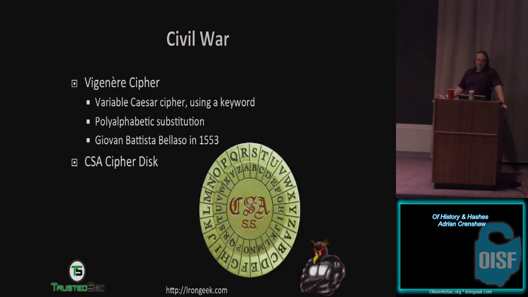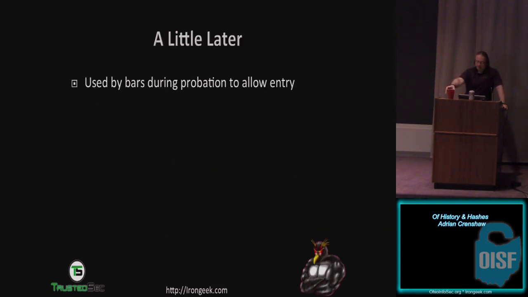And this was used during the Civil War. Most times when people were doing a Vigenère cipher, you'd have a table you'd go through for figuring it out. They had the CSA cipher disk for quickly computing, okay, what is the letter that I need to translate this to? A little later, you'd also see people use passphrases or passwords at bars.